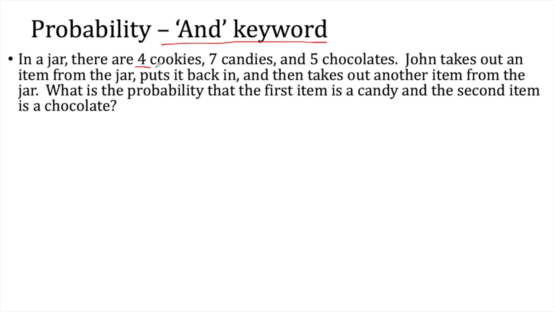The question says that there are 4 cookies, 7 candies, and 5 chocolates in a jar. John takes out an item from the jar, puts it back in, and then takes out another item from the jar. What is the probability that the first item is a candy and the second item is a chocolate? So now we're dealing with this AND keyword right over here.